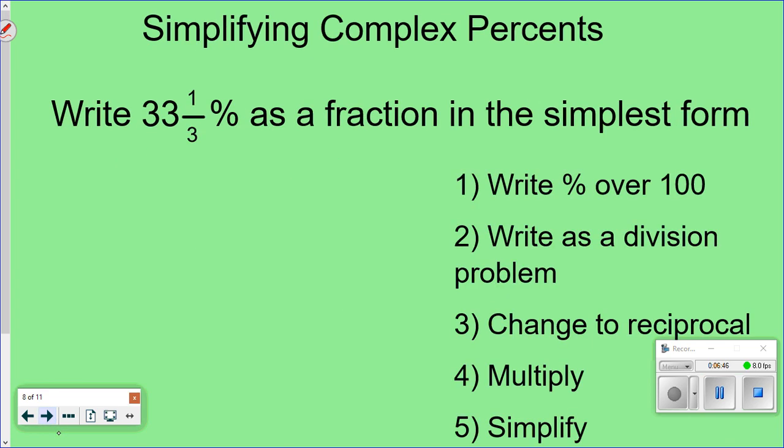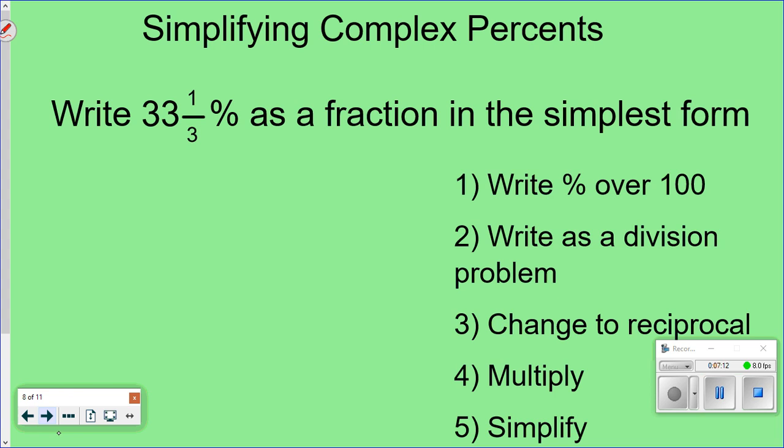All right, so the next type of problem is simplifying complex percents, meaning you're going to change a percent to a fraction in the simplest form. Now, some of you might be like, well, why do we have to do this? Well, people would say, well, 33 1/3 already has a fraction in it, so that has to be what the fraction is. That's not true. It's still in a percent format. So we have to change that percent format to a fraction. And that's what we're going to be getting at right now.